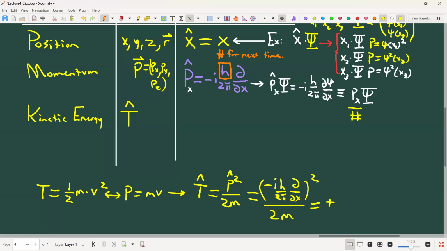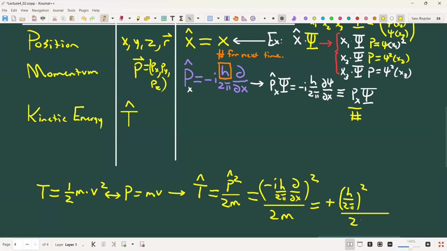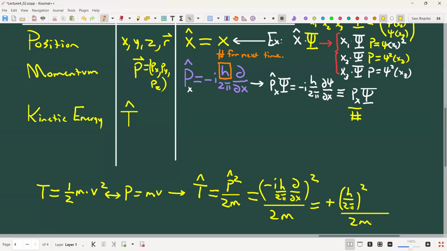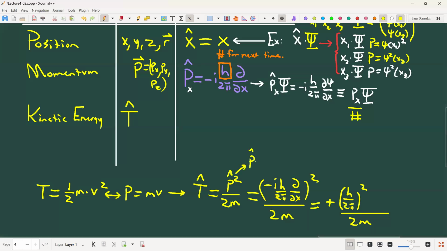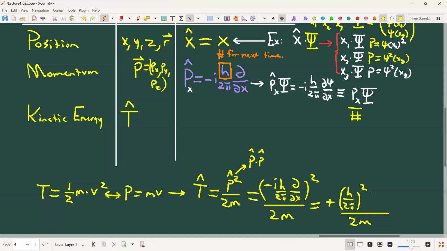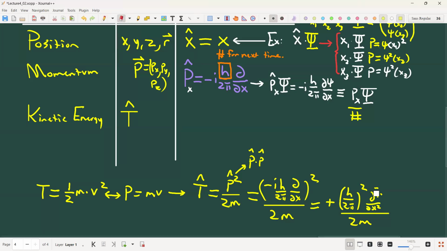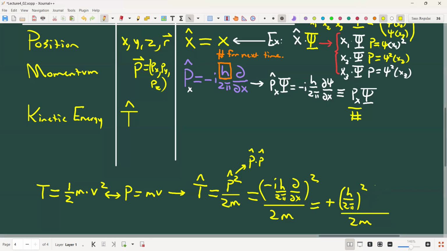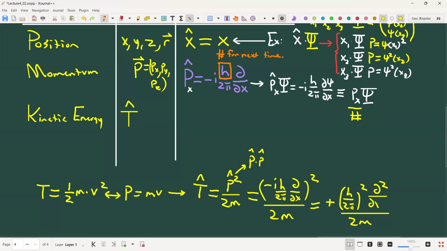We get an h over 2 pi squared, and this is all divided by 2m. Then we have the derivative squared. We can write this as the derivative of the derivative. It's 2 p operators, the same as p times p. So this turns out to be the second derivative operator. The derivative of the derivative is the second derivative. I'm just doing it relative to one direction, x.